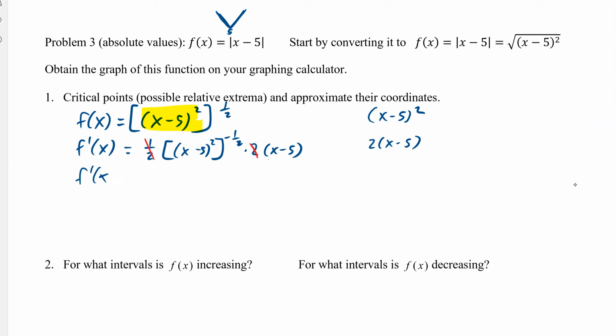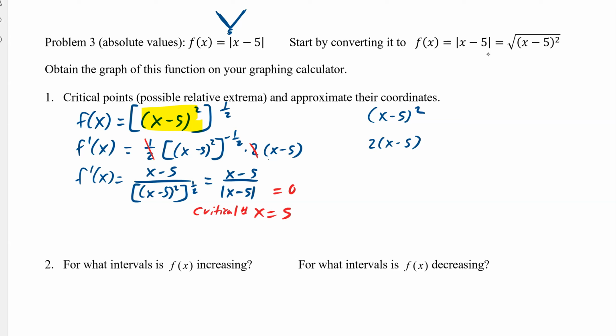So we end up with f prime of x equals x minus 5 over (x minus 5 squared) to the 1/2. And we already know that this is an absolute value of this. So we can now rewrite it as x minus 5 over the absolute value of x minus 5. And so you can see we are now getting a DNE at x equals 5. And so there's our critical number.